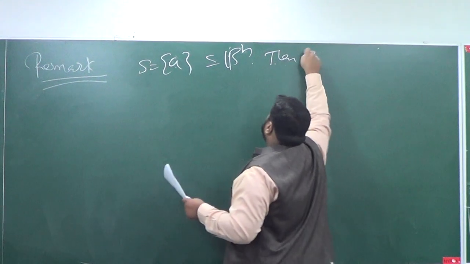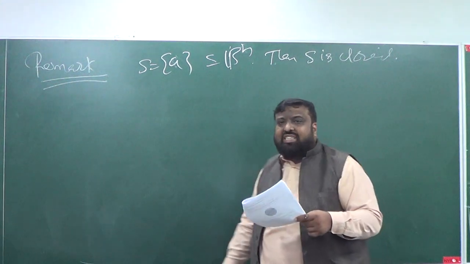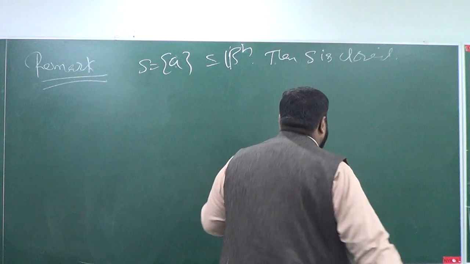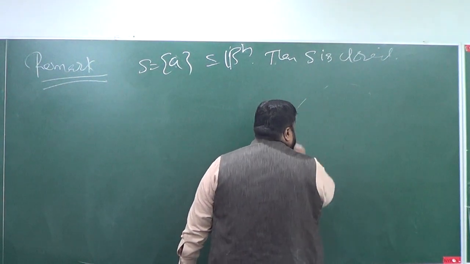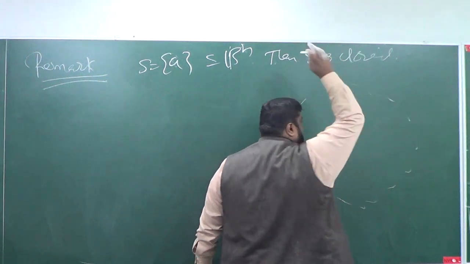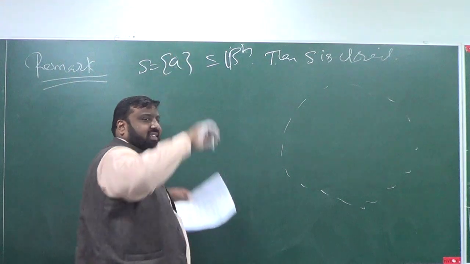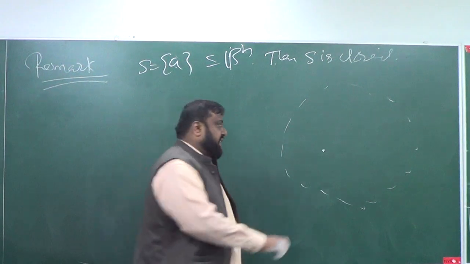Then S is closed. So every singleton is closed. In other words, I have this space Rn. I don't know how Rn looks, but let's assume it goes on forever. And I'm taking a point here, a point A.